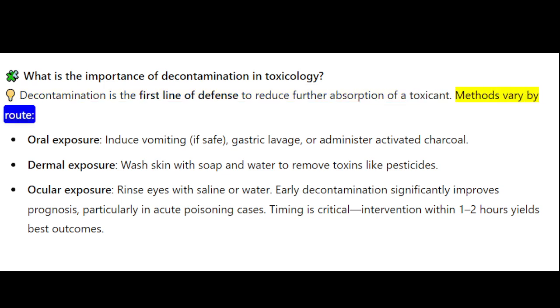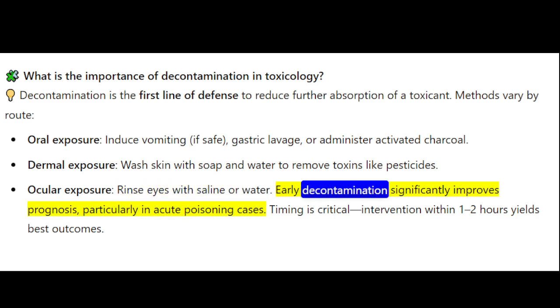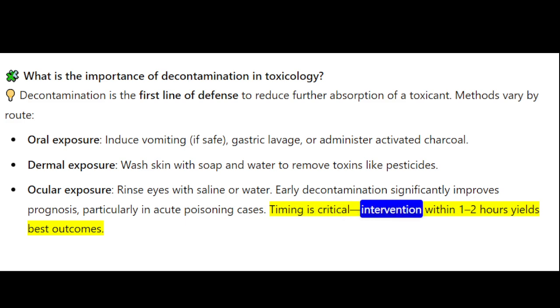Methods vary by route. Oral exposure: induce vomiting, if safe, gastric lavage, or administer activated charcoal. Dermal exposure: wash skin with soap and water to remove toxins like pesticides. Ocular exposure: rinse eyes with saline or water. Early decontamination significantly improves prognosis, particularly in acute poisoning cases. Timing is critical. Intervention within 1–2 hours yields best outcomes.